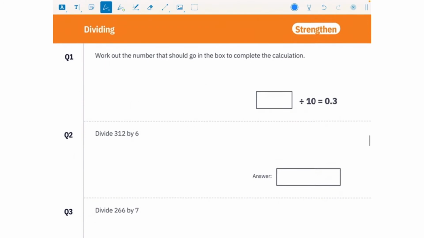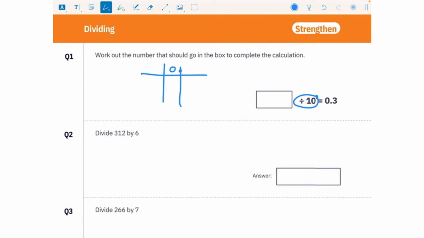We're now going to strengthen, so work out the number that should go in the box to complete the calculation. Something divided by 10 is 0.3. So we're saying we've moved all the numbers one column over to the right. So if you think about your ones, your tens, your tenths, we've ended up with 0.3. So what did it look like? When we divide by 10, we move all the numbers one column over to the right. So let's move it back. The 3 is going to end up back in this column and the 0 in the tens column. But it doesn't really matter that the 0 is in the tens column because we would only write 3 anyway. We wouldn't write 0, 3. We don't need it before the 3. Good. 3 divided by 10 is 0.3.